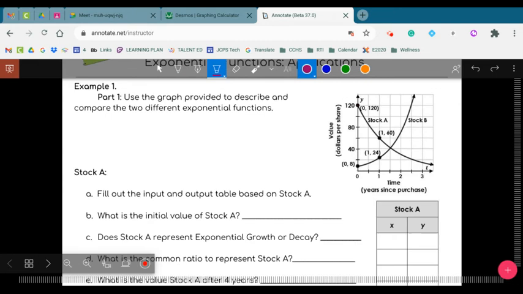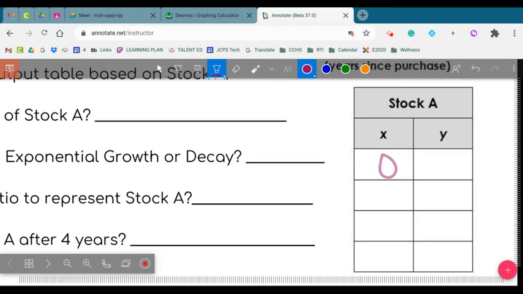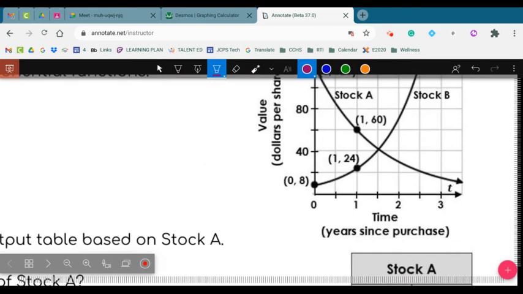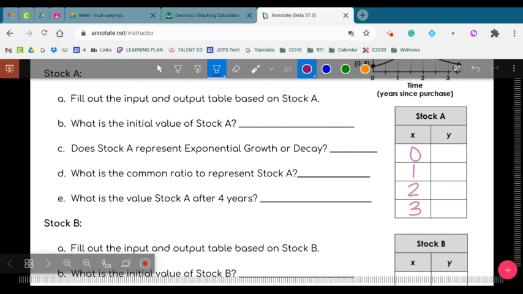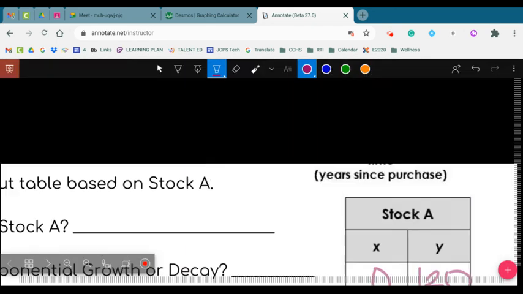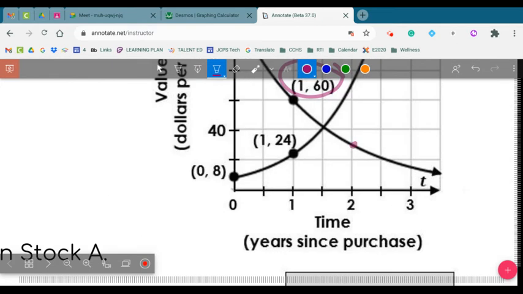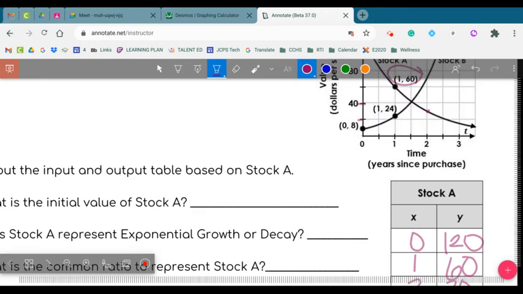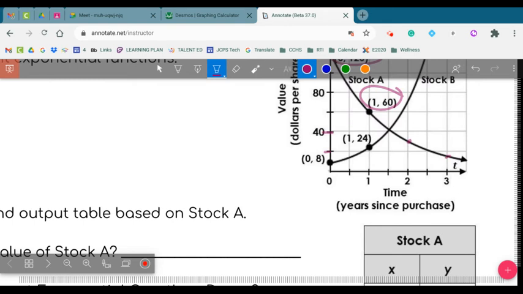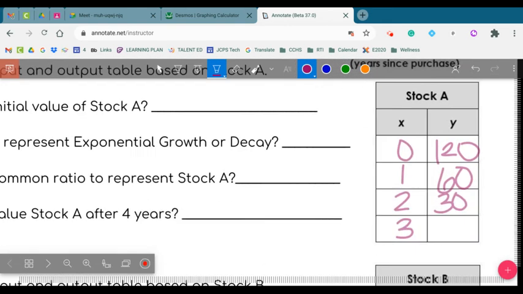So our first thing is, it says fill in the input-output table. For our x, we're going to have 0, 1, 2, 3. So at 0 for stock A, it tells us 120, and then 160. So it gives us our 2 first points. And then at 2, it looks like it's halfway in between my 2 things, which is going to be about 30. And then if we look at 3, 3 is a little bit trickier because it's right below 20. So let's figure out what that is.